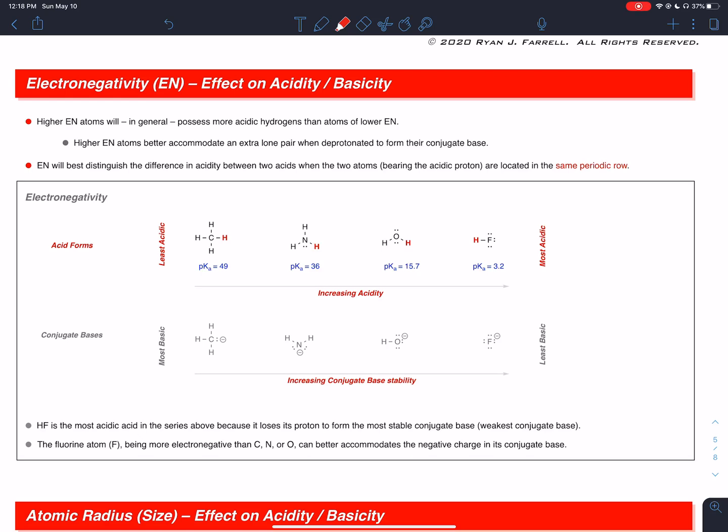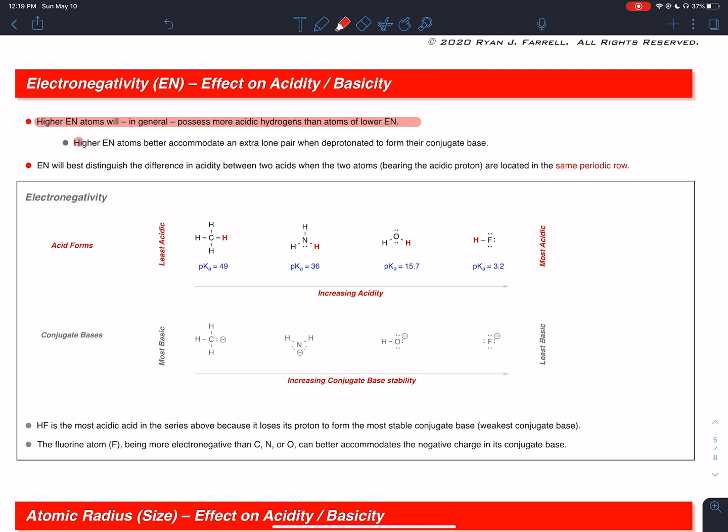Hi everyone, in this video segment we are going to be talking about electronegativity and its effect on acidity and basicity. Keep in mind, again, we're always making some comparison, so again, comparative thinking and ideas here.